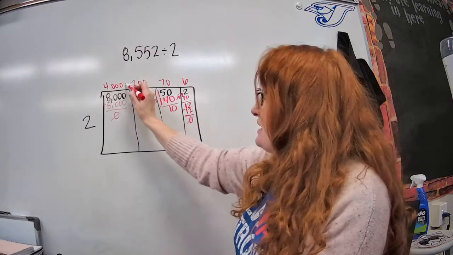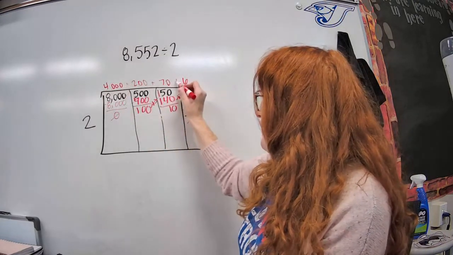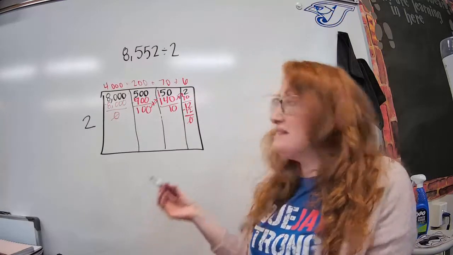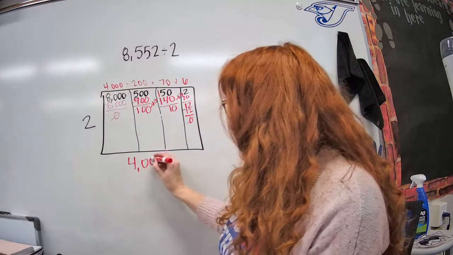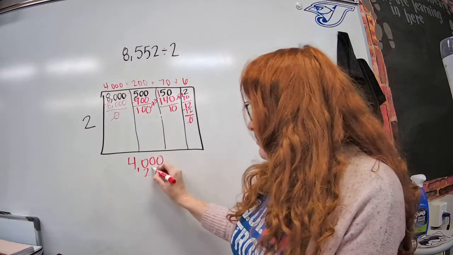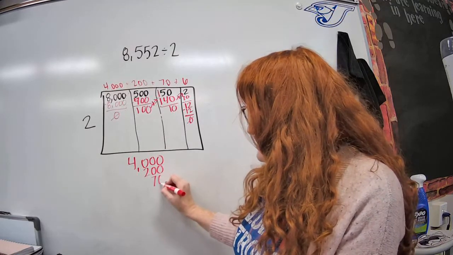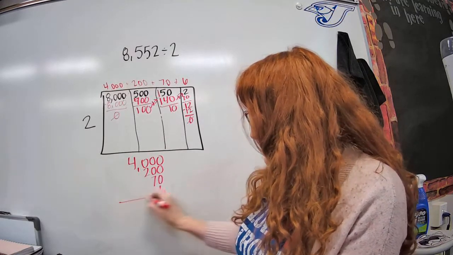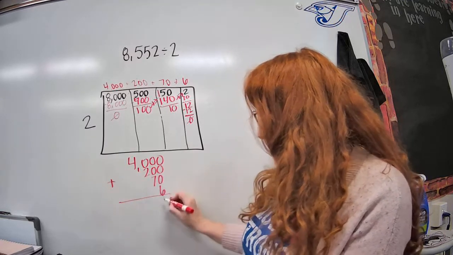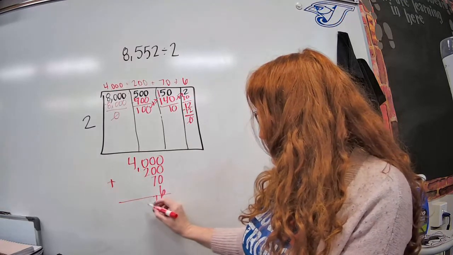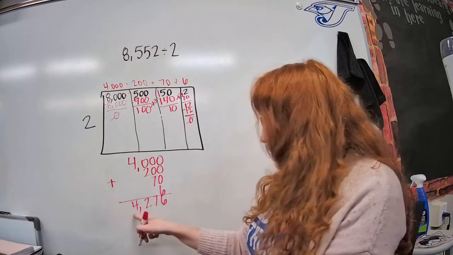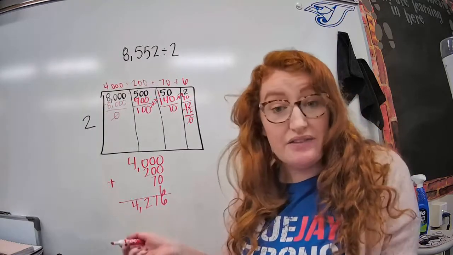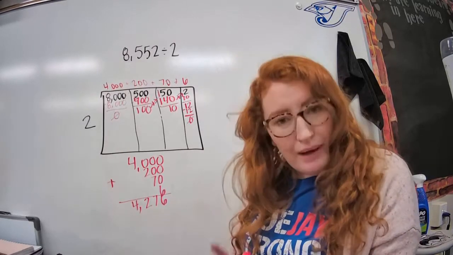So now we're taking our numbers that we found on top and we're going to add them together. Nice and straight. I'm going to line them up. 4,000 plus 200 plus 70 plus 6. And I'm going to add that up. So 6, 7, 2, 4. So our answer is 4,276.